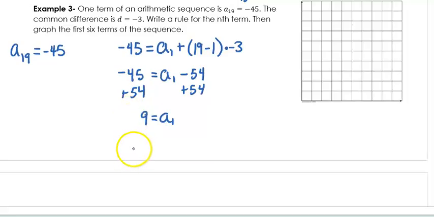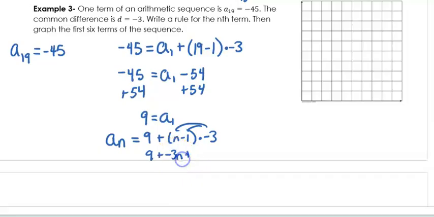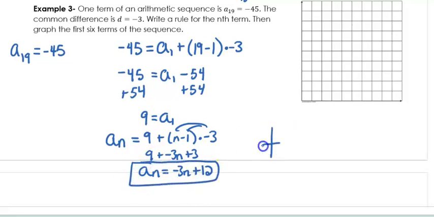Now if I go back through the process I had previously done, I can have a sub n equals 9 as the first term, plus n minus 1, and the common difference is -3. So we distribute and simplify, and my sequence is -3n plus 12. That's my arithmetic sequence. Now, it wants the first 6 terms graphed.